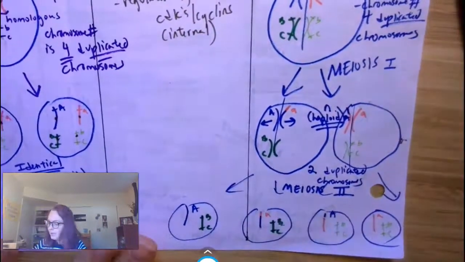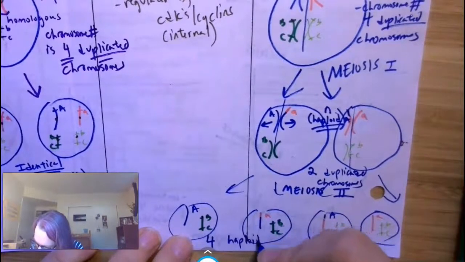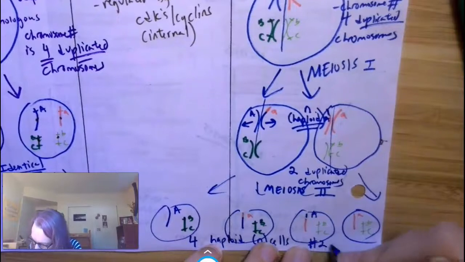So in the end of meiosis, you end up with 4 haploid, or N, cells, and in this case the chromosome number is 2 chromosomes.